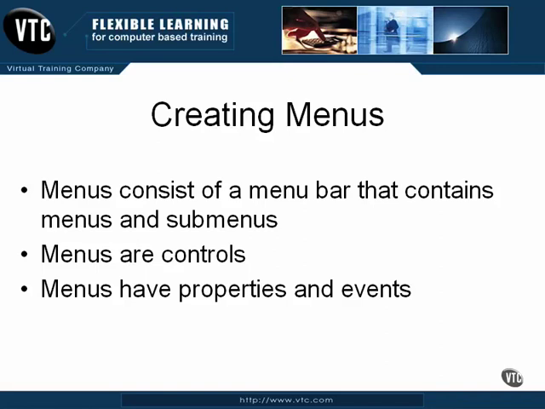In this movie, we will discuss some of the basics of creating menus. In subsequent movies, you will see examples of everything that's discussed in this movie. Menus consist of a menu bar that contains menus and submenus. You want to think of menus as controls, because they are controls just like buttons and text boxes and labels and so forth, in that menus have properties and events just like your normal controls.